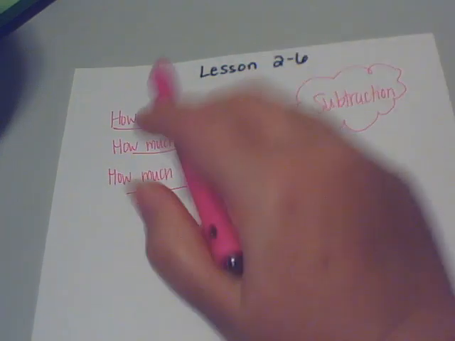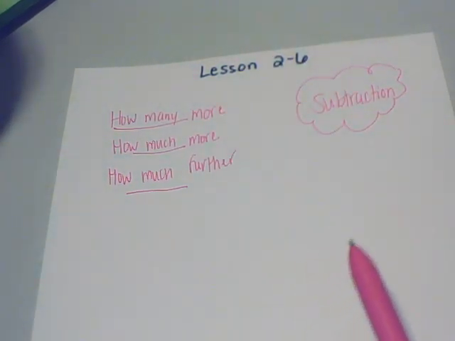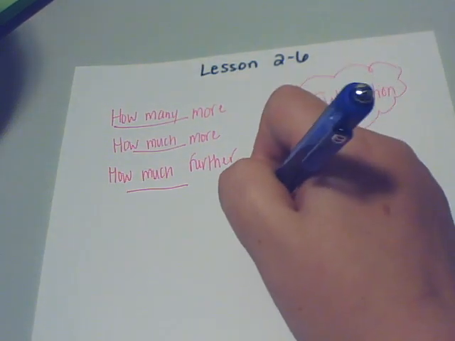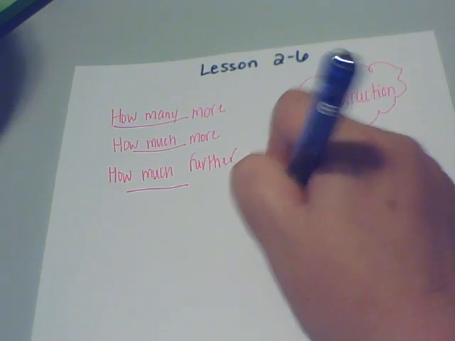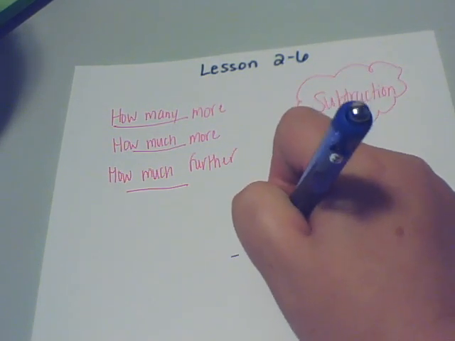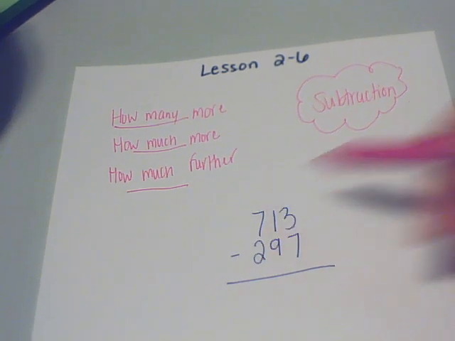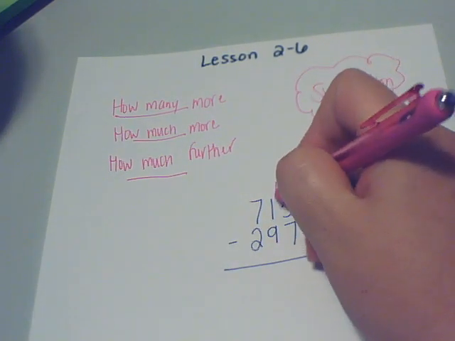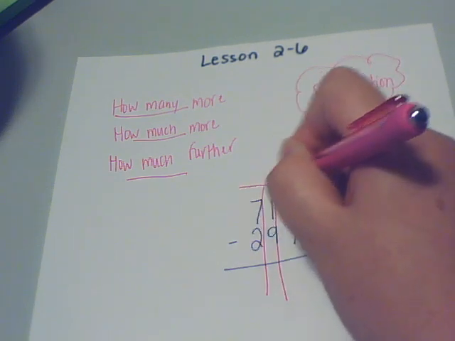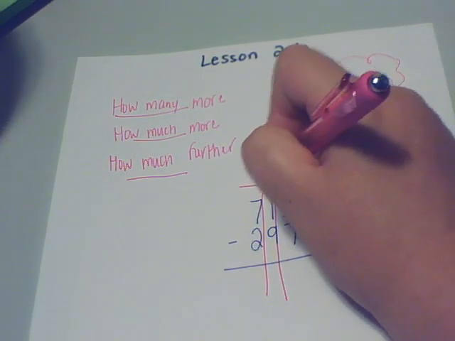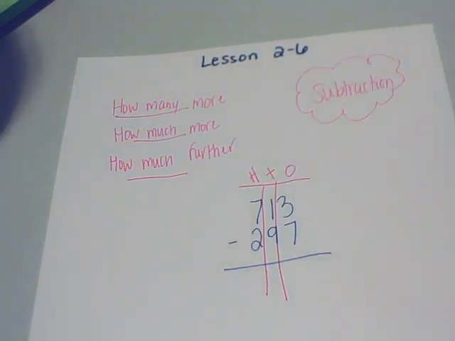So whenever you see how many more, how much further, how much shorter, how much longer, always, always, always going to be subtraction. Alright, so let's do an example problem. Let's say we have 713 minus 297. Okay? It's always important in subtraction that we put our bigger number on top, right? Always. Let's break this up into a place value chart. Ones, tens, hundreds, right? Okay.